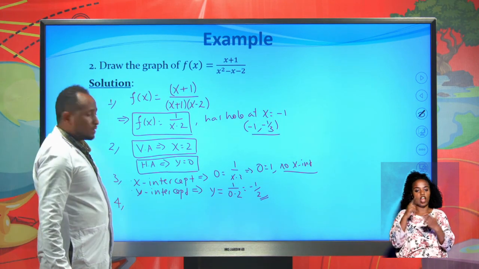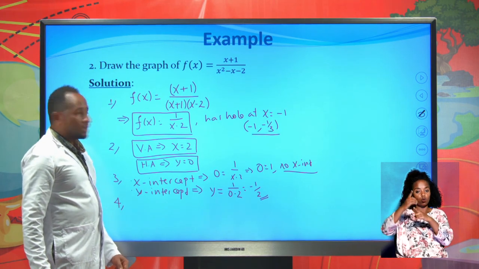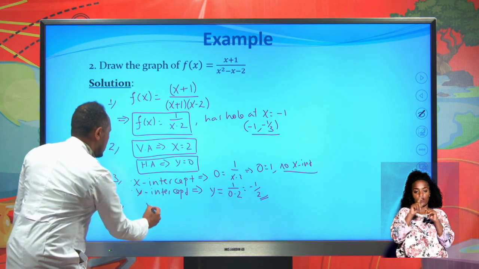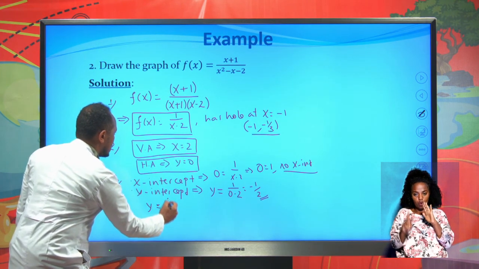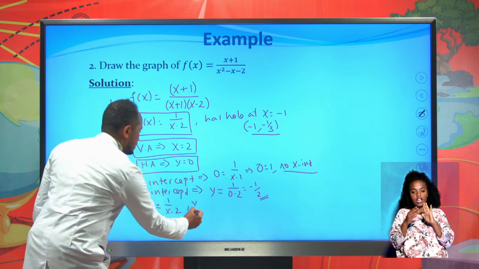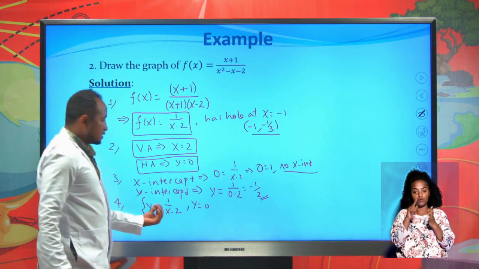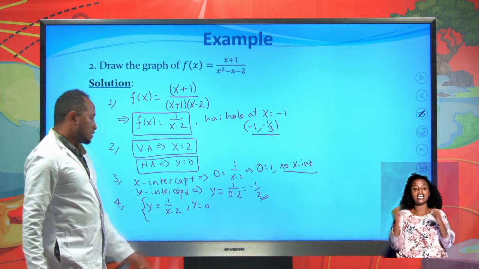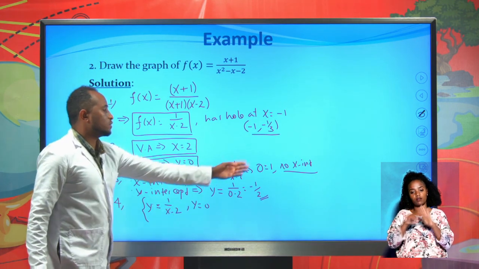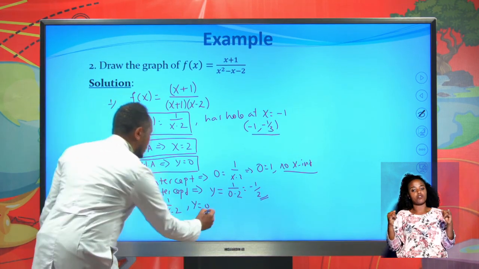Okay, next, check whether the graph crosses the horizontal asymptote. Our graph is f of x equal to 1 over x minus 2, and the horizontal asymptote is 0. If you try to determine the intersection of the two, they do not intersect. When you put 0 equal to 1 over x minus 2, it gives you 0 is equal to 1. So the graph does not intersect this horizontal asymptote.